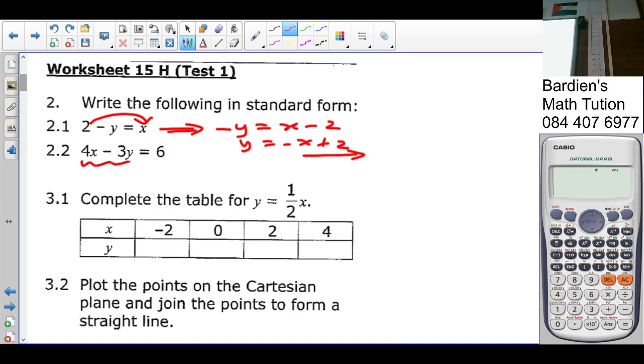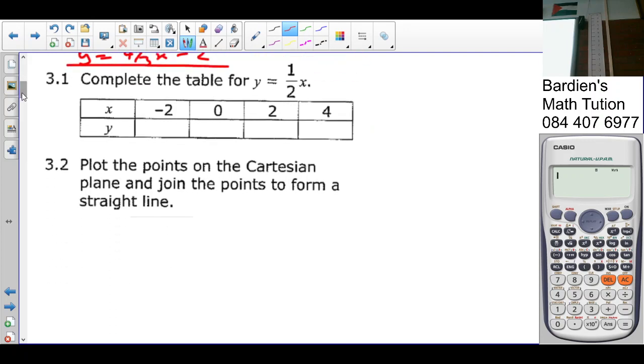People, if you make that standard form, it would simply be y equals 4 over 3x minus 2. For those of you who did the homework, any issues there? No? 3.1, complete the table. That's simple. We substitute negative 2 in there, I get negative 1. 0, I get 0. 2, I get 1. Half times 4, I get 2.